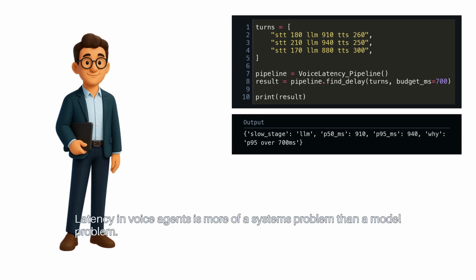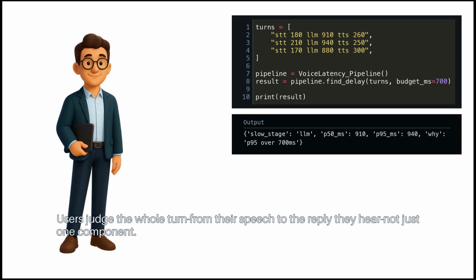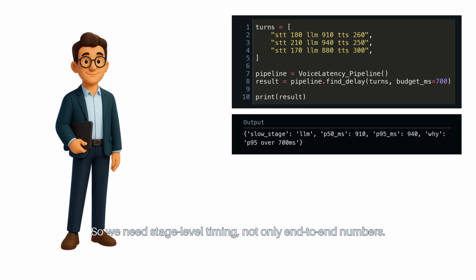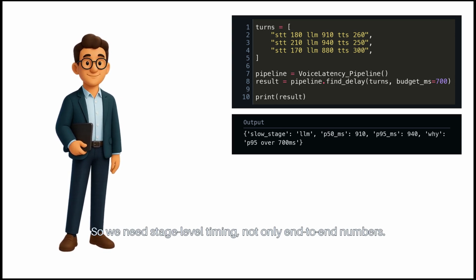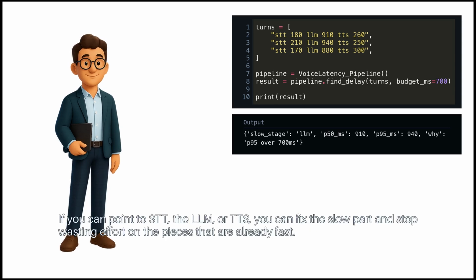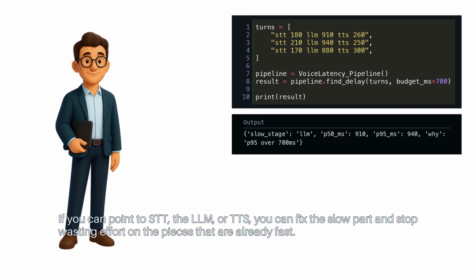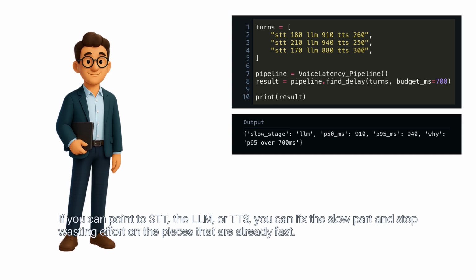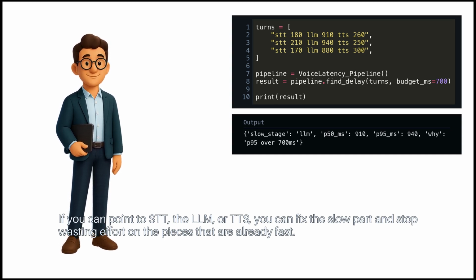Latency in voice agents is more of a systems problem than a model problem. Users judge the whole turn, from their speech to the reply they hear, not just one component. So, we need stage-level timing, not only end-to-end numbers. Teams that only watch overall latency often chase the wrong thing because they don't see which stage actually caused the delay. If you can point to STT, the LLM, or TTS, you can fix the slow part and stop wasting effort on the pieces that are already fast.